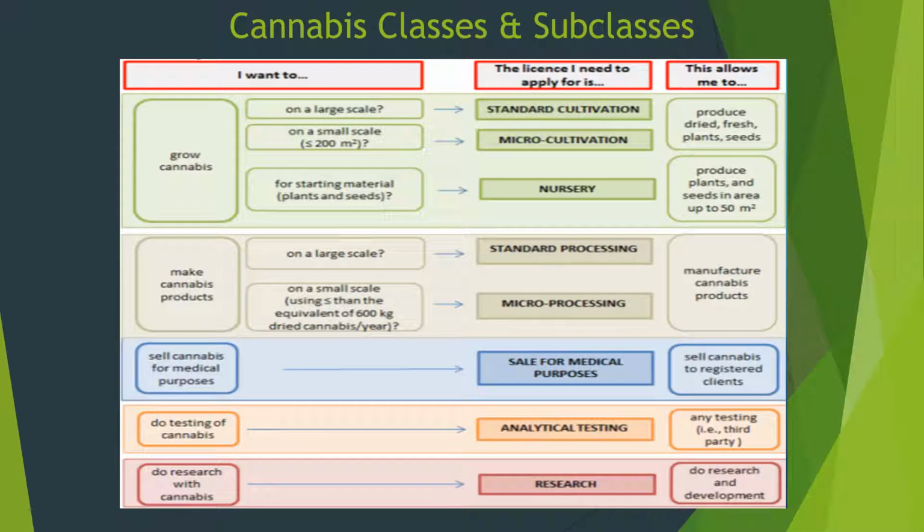On a small scale, this will allow me to use equal to or less than the equivalent of 600 kilograms of dried cannabis per year. That is a microprocessing license, and that will allow me to do the same type of manufacturing as the standard processor, just on a smaller scale. So I'd be able to manufacture cannabis products, but it'll have to be less than or equal to 600 kilograms of dried cannabis per annum.